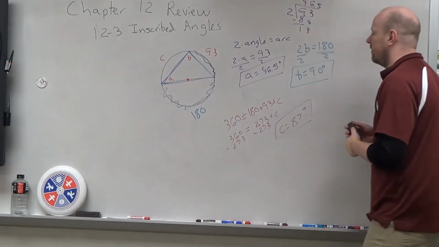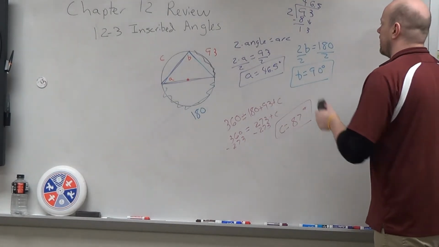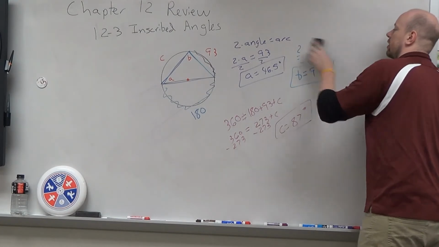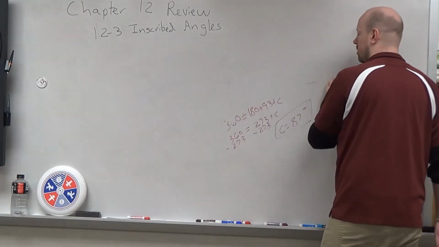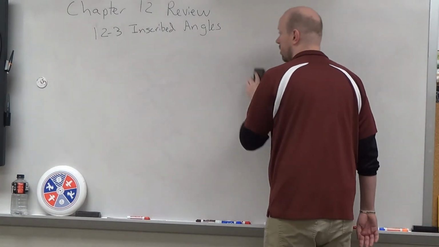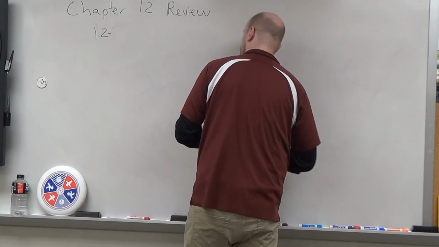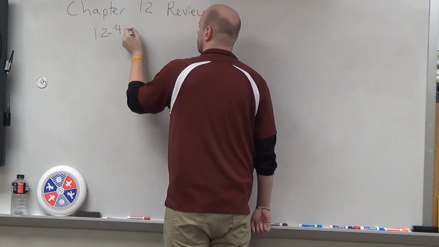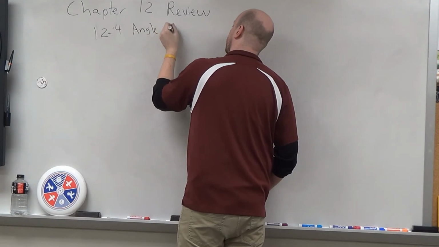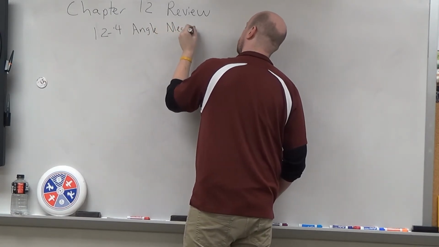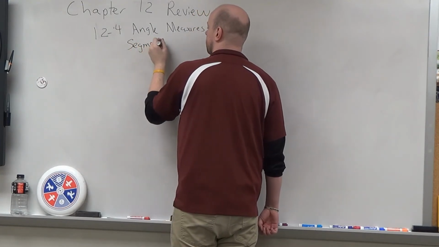And that's it for 12-3. 12-3 is all about, again, those inscribed angles and the corresponding arcs. So on to 12-4, which is angle measures and segment lengths.